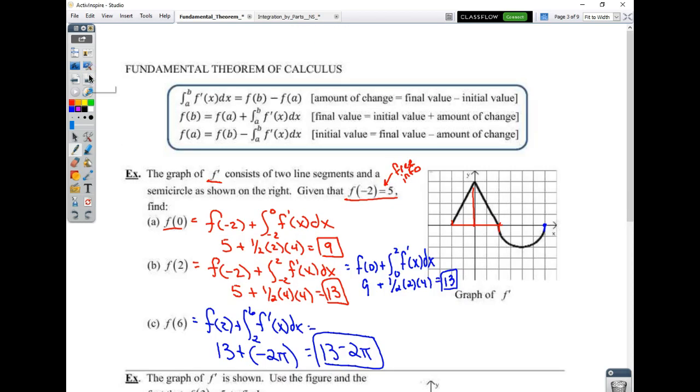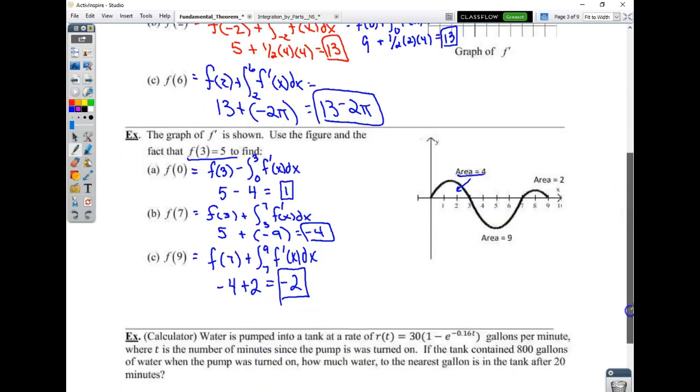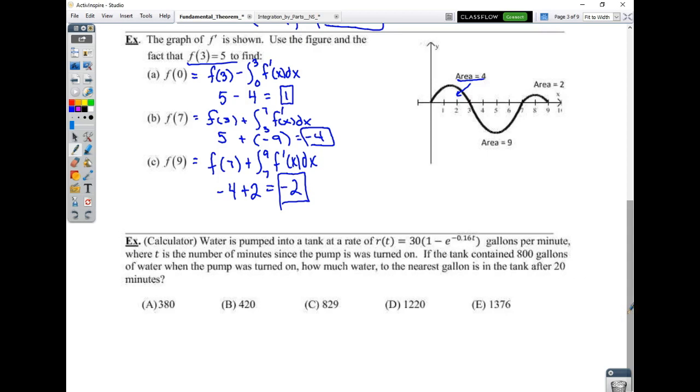So we take a look, and we've done these questions, and we've looked through these. Nothing too crazy here. Same exact stuff as we've been doing. We can look at this calculator question. If I get a chance in class, this is very similar to other questions we've dealt with. We have water is pumped into a tank at a rate of R of t equals 30 times 1 minus e to the negative 0.16 t gallons per minute, where t is the number of minutes since the pump was turned on. If the tank contained 800 gallons of water when the pump was turned on, how much water, to the nearest gallon, is in the tank after 20 minutes?